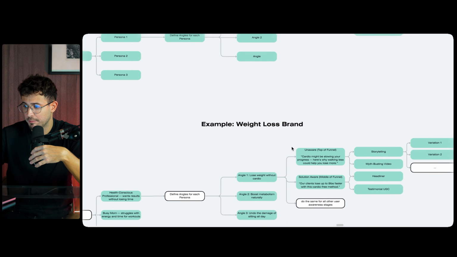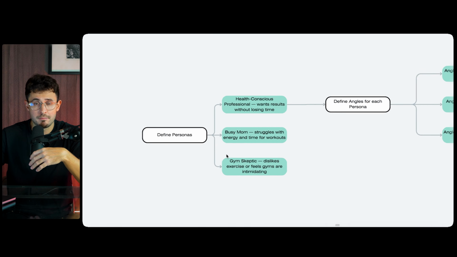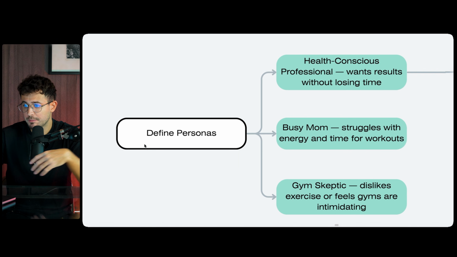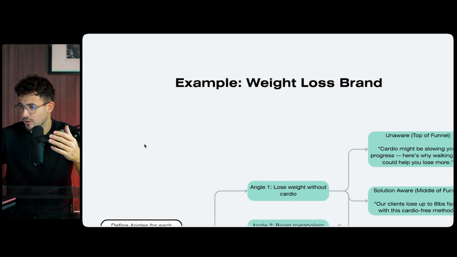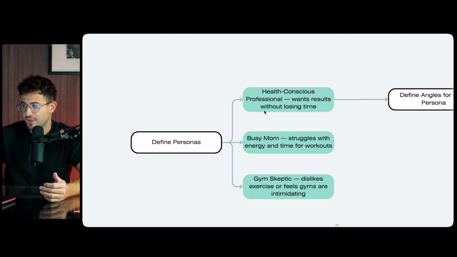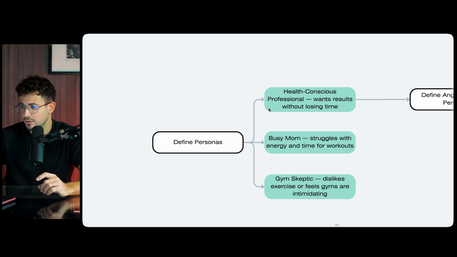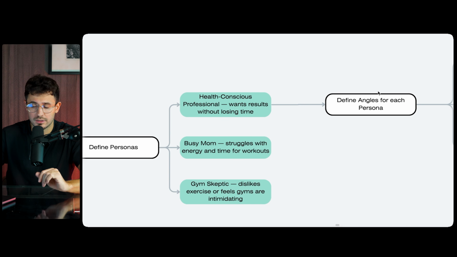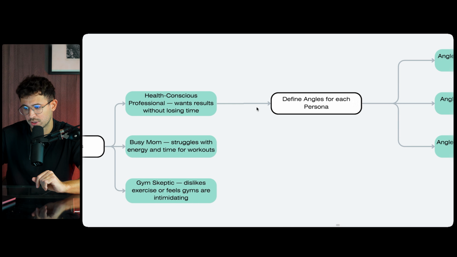Let me show you an actual example here. So ideally, it would be much better. First, define the personas. Let's say here we're talking about a weight loss brand, okay? So we define the personas. Number 1, health conscious professional, wants results without losing time because they're busy. Number 2, busy mom, struggles with energy and time for workouts. Number 3, gym skeptic, dislikes exercise or feels gyms are intimidating. Let's focus just on the first persona for this example, the health conscious professional.